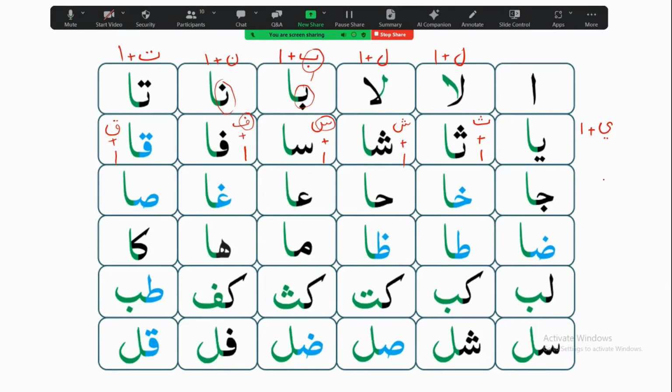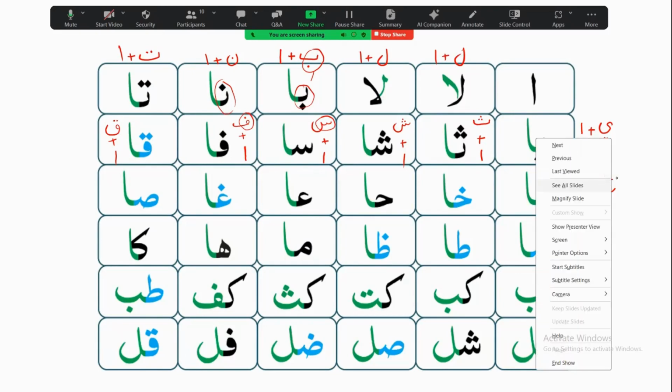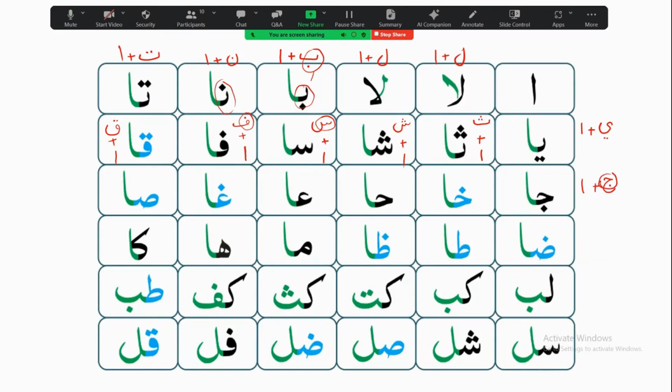Okay, so the next here is Jeem letter, which has a dot in between, and alif here. And I said that when we are taking a part of Jeem, we just cut it like this. So this is what remains, right? So Jeem, the dot is below here. Jeem, right? So Jeem, alif, ja.